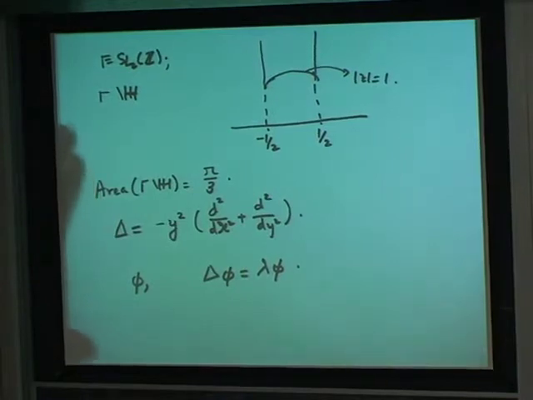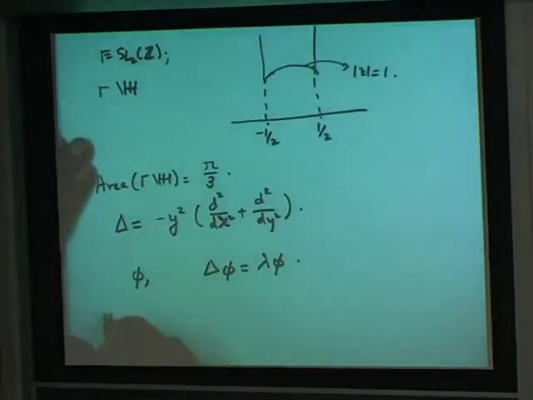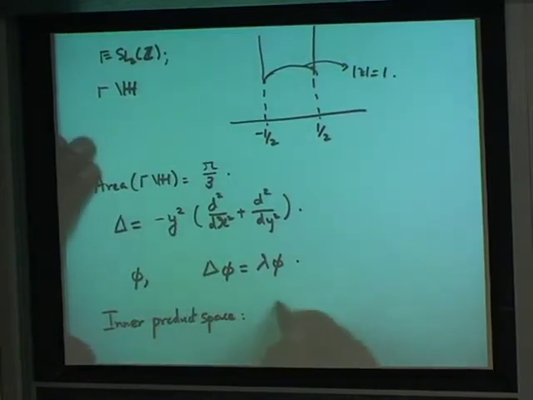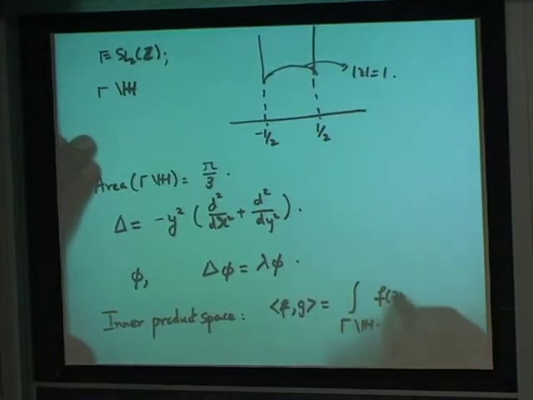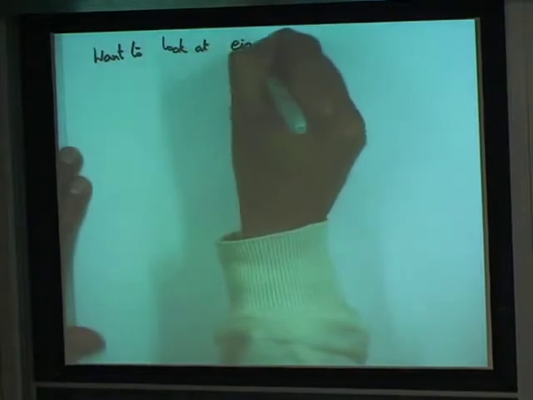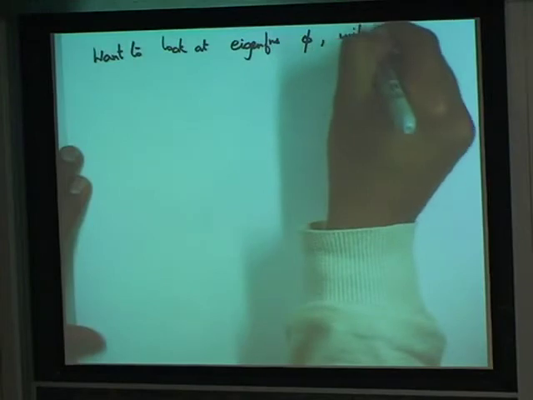So let me recall a few more things. The space of functions on here is a nice inner product space. The inner product is given by, if I take two functions f and g, you integrate f of z times g bar of z with the measure dx dy over y squared. And the Laplacian is self-adjoint with respect to this inner product. Now, we want to look at eigenfunctions of the Laplacian with finite L2 norm.